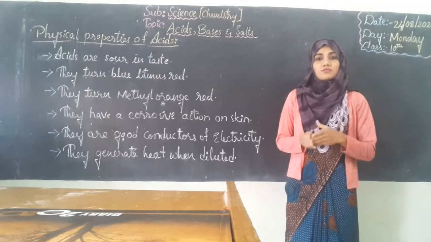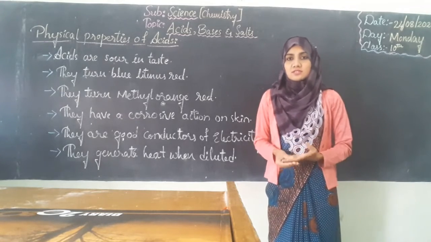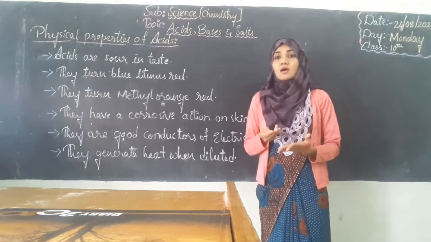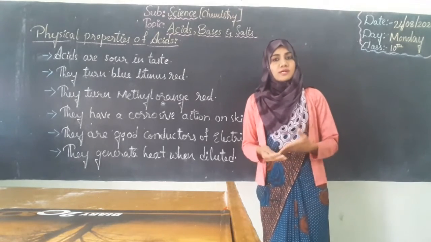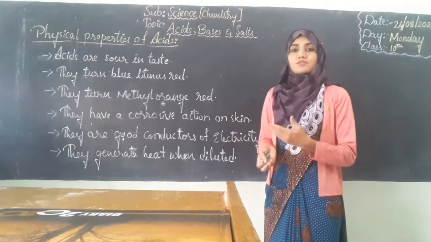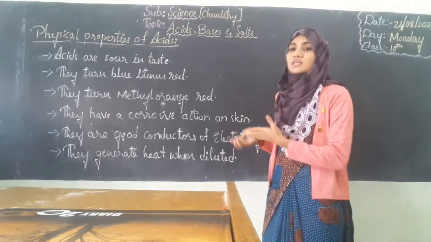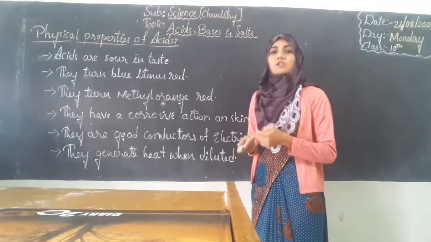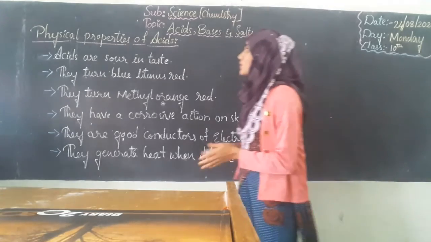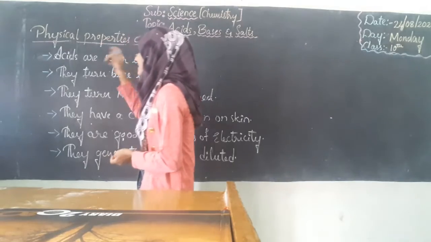So in the previous class we had learned about the indicators, that is natural indicators and synthetic indicators. After that, now we shall go for the physical properties of acids. First we shall read what the physical properties of acids are, then we shall go for the explanation. So what are the physical properties of acids?